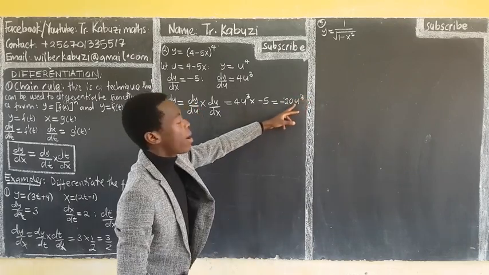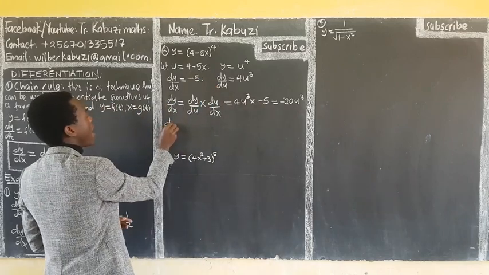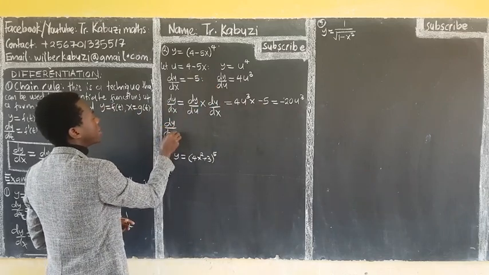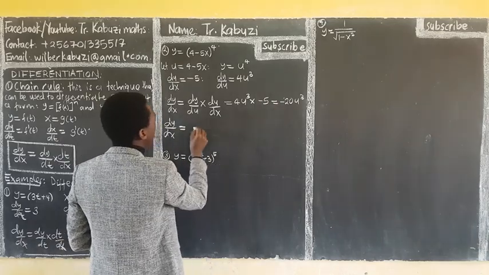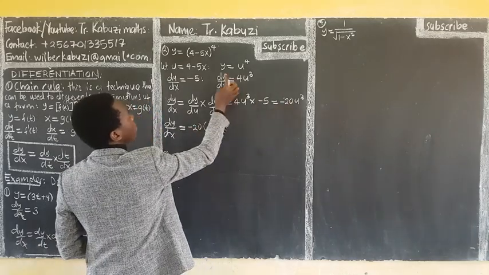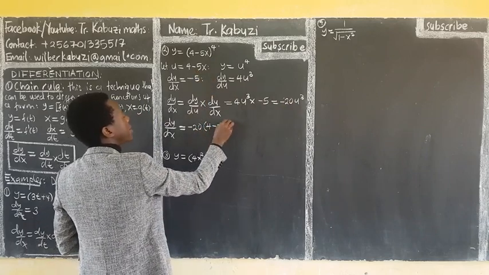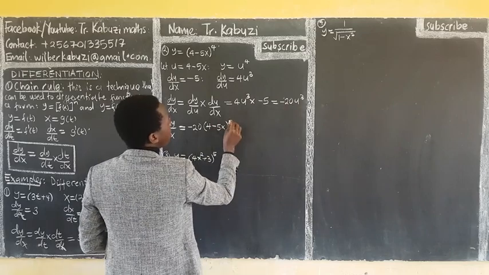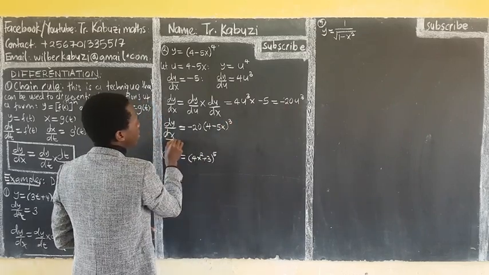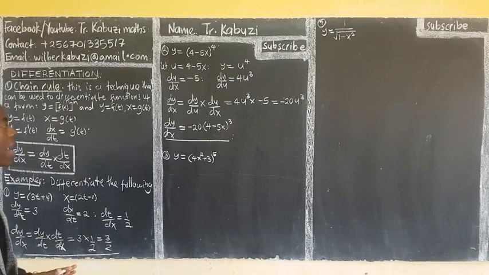But now what is our u? Because it wasn't in the question. Our u was this. So now my dy/dx is going to be negative 20 times my u, but my u was 4 minus 5x, now to the power 3. So we have differentiated that. So that's how we handle that.